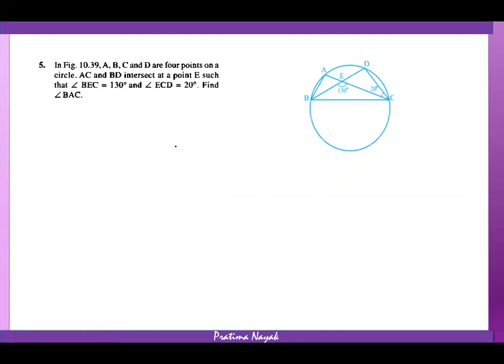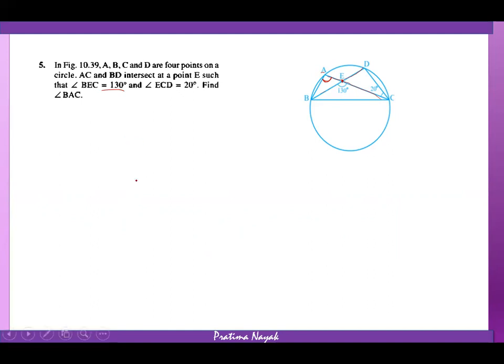Next, ABCD are 4 points on a circle as shown in the figure. AC and BD intersect at point E, such that BEC angle is given as 130. It is seen in the figure. ECD is 20 degree. This angle is 20 degree. Then you have to get which one? Find BAC. I'll get this angle. We have to get BAC.